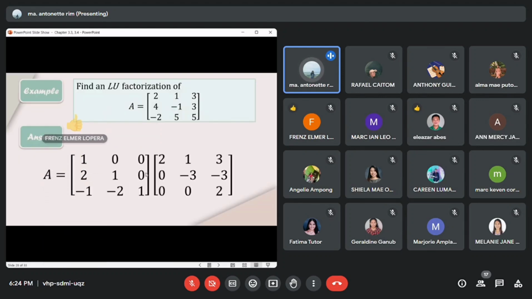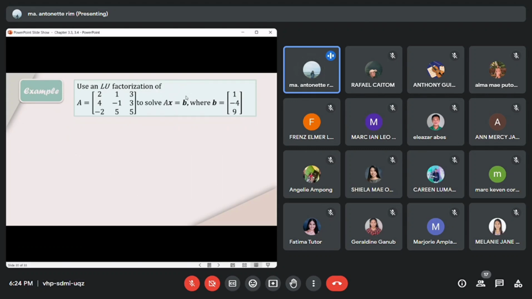Therefore, the factors of A, which equals 2, 1, 3, 4, negative 1, 3, negative 2, 5, 5, are L, which is 1, 0, 0, 2, 1, 0, negative 1, negative 2, 1, and U, which is 2, 1, 3, 0, negative 3, negative 3, 0, 0, and positive 2. If we multiply these, performing matrix multiplication, the answer should be this matrix here.